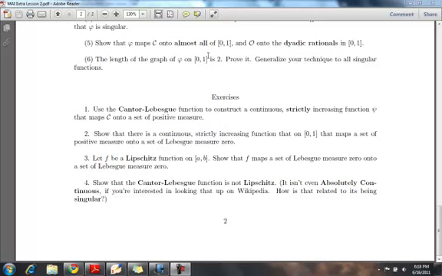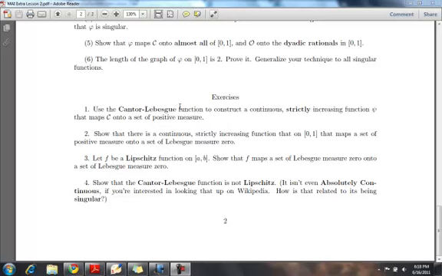Okay, so I'm going to experiment with using a screen recorder to solve the exercises. So the first exercise: use the Cantor-Lebesgue function to construct a continuous, strictly increasing function psi that maps the Cantor set onto a set of positive measure.